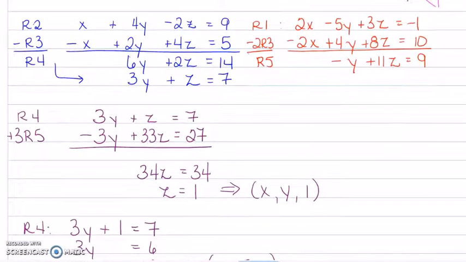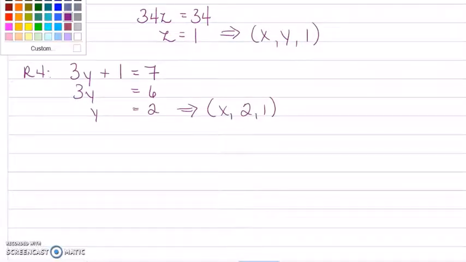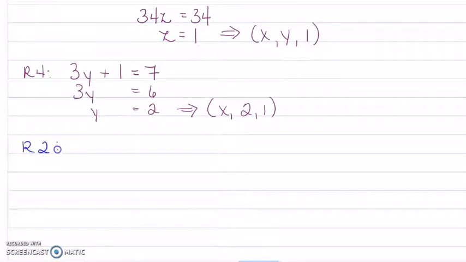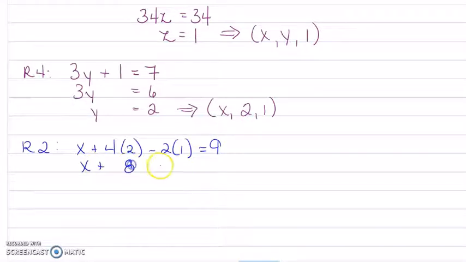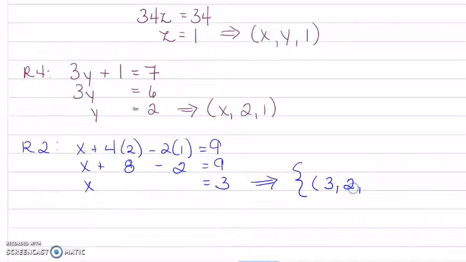So then I'm going to go back to one of the original equations. Let's go to row 2. Doesn't matter. And substitute both y and z. So then I get x plus 8 minus 2 equals 9. X plus 6 equals 9, so if I subtract 6 from both sides, I get x equals 3. This means my solution set is one solution, the ordered triple 3, 2, 1. The curly braces indicate my solution set, and this is my ordered triple x, y, and z.